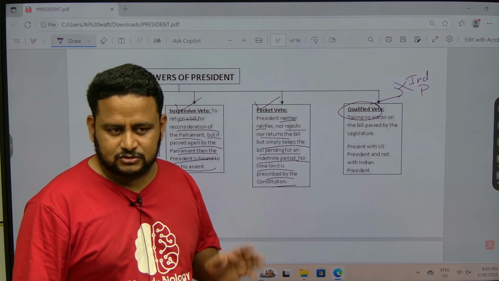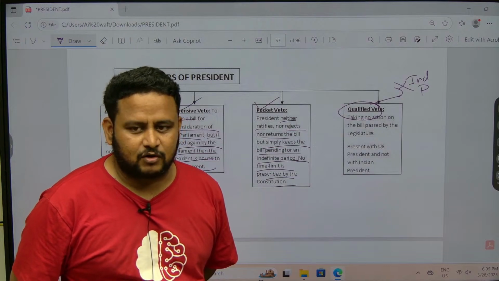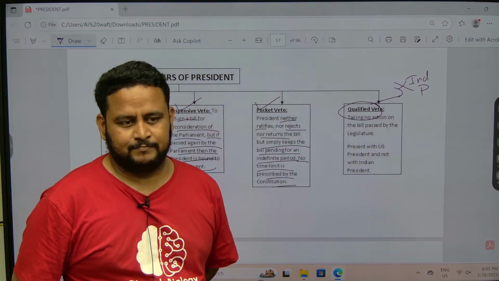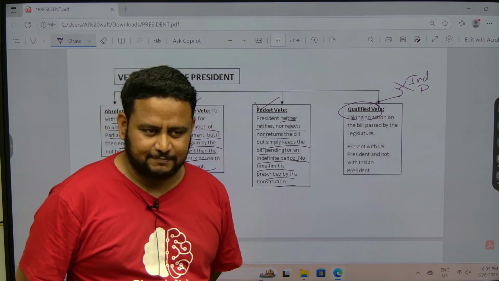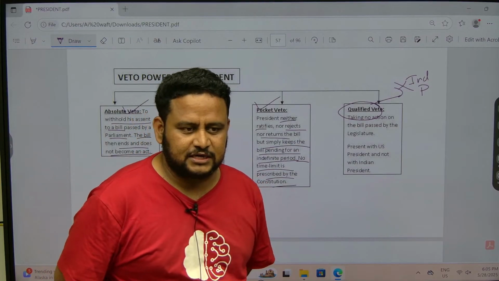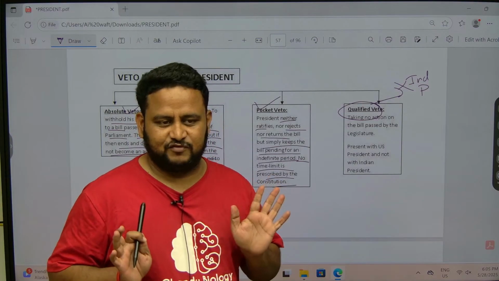Got it? So that is the meaning of pocket veto. Absolute veto, what will he do? He will not sign at all, he will reject the bill. Suspensive veto, he will send it back, and once it comes back again, he has to sign. What about pocket veto? He will not do anything. He will not reject, he will not accept, he will keep it with him for an indefinite period of time.